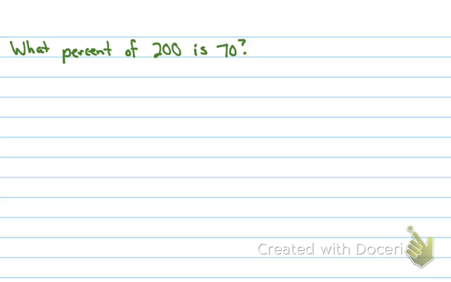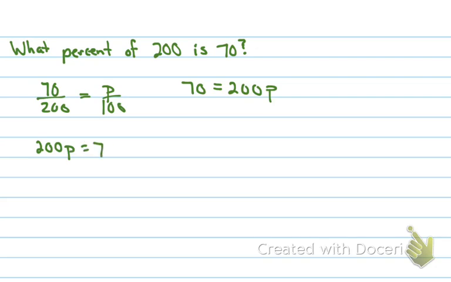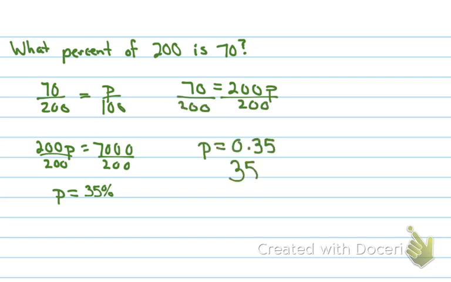Okay, so this is the proportion: 70 over 200 equals P over 100. That's what we call the percent proportion. The percent equation is 70 equals 200P. If you did cross products with the proportion, you should have gotten 200P equals 7,000. Divide and you get 35%. If you did the equation, you divide by 200 and then change the decimal over to a percentage. Either way, it's 35%. Who got 35%? Very good. So 2 questions down.